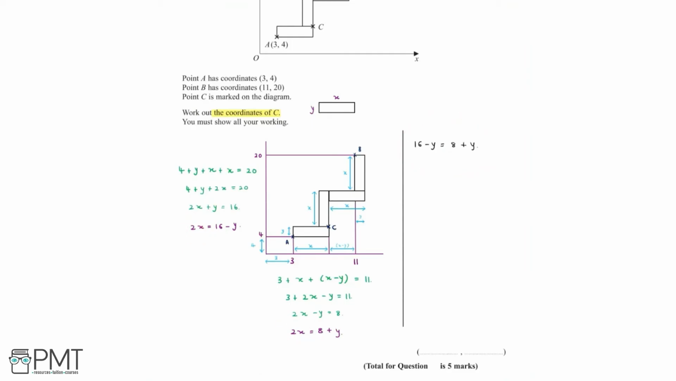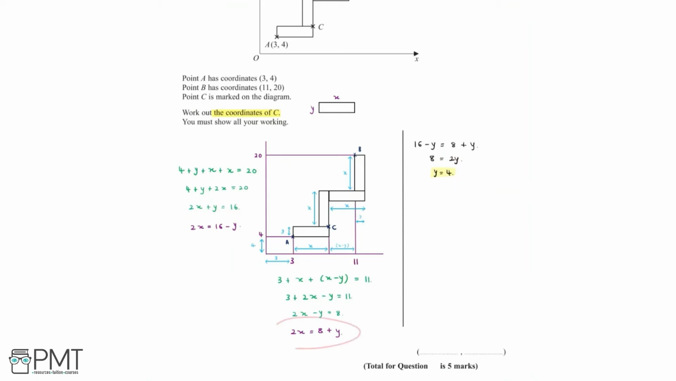We can use this in order to find the value of y. And so over here, we've moved the minus y to the right hand side, and we've moved the 8 to the left hand side. And so we end up with 16 take away 8 is equal to y plus y, therefore 8 is equal to 2y. To find the value of y, we can divide both sides by 2, and we end up with y is equal to 4.